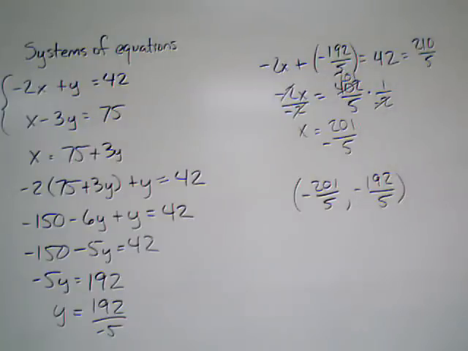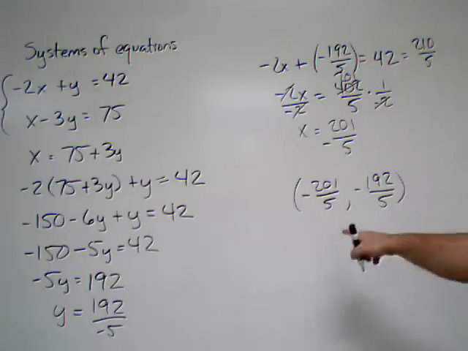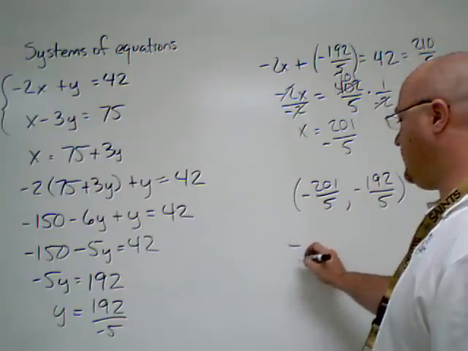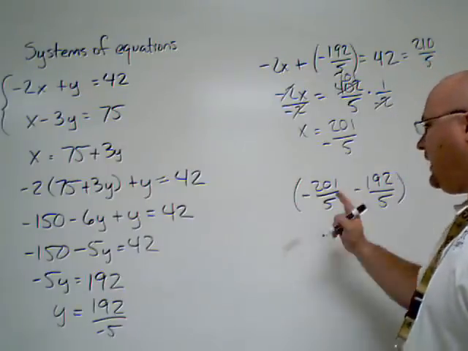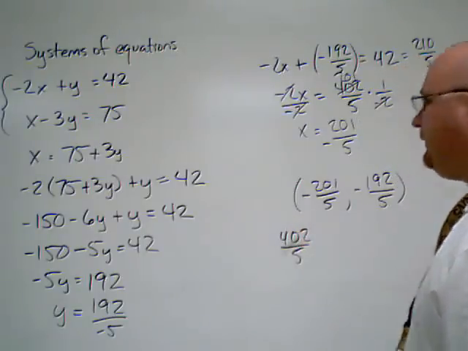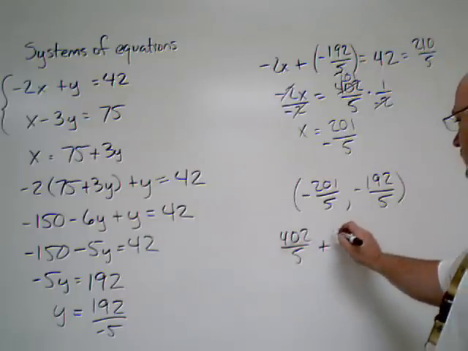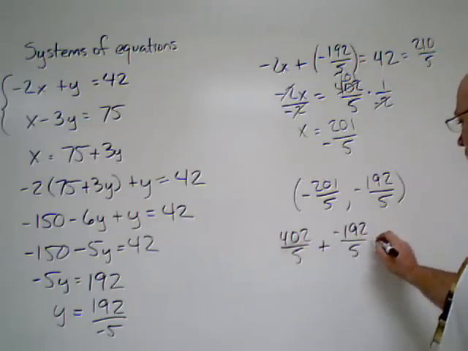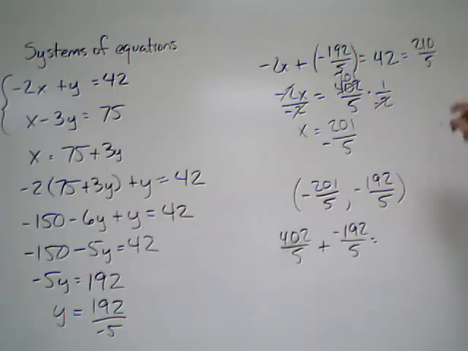Okay? So if we want to check that, all we have to do is plug them back in and see if that's what we get. Okay, so in the first equation, negative 2 times x, which means it would become a positive value, would be 402 over 5, and then add y. And that is actually going to give me 210 over 5, which is in fact 42, the answer of my original function. Okay? Alright, so we know these work.